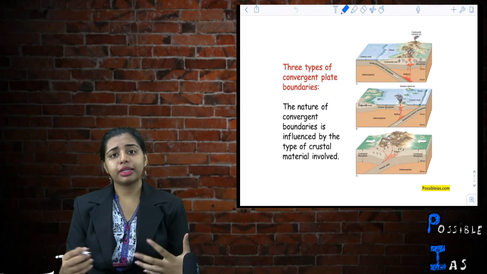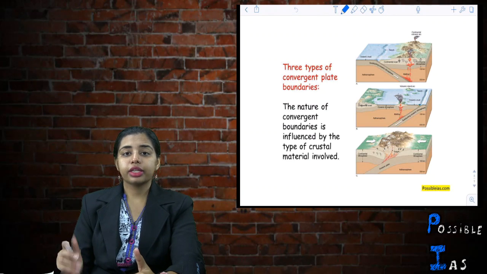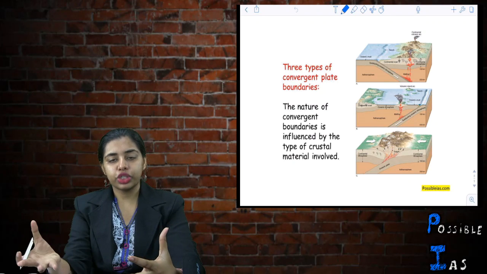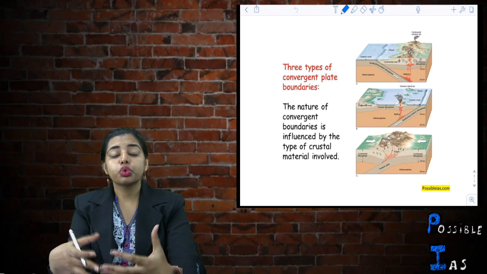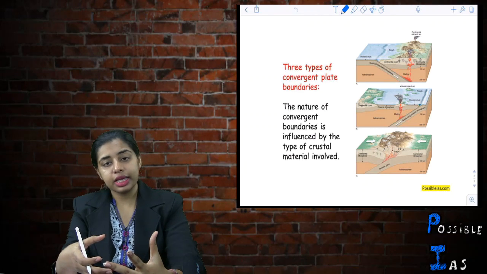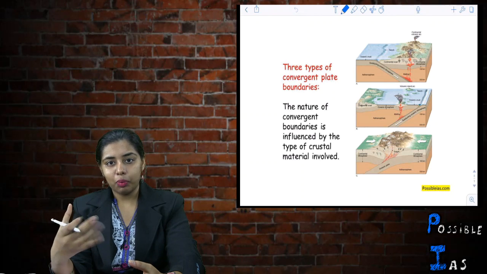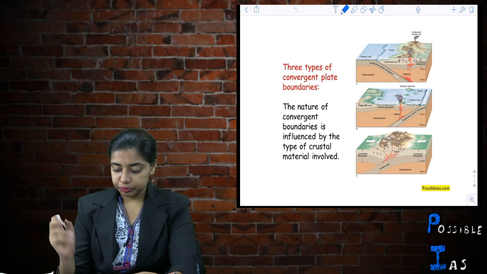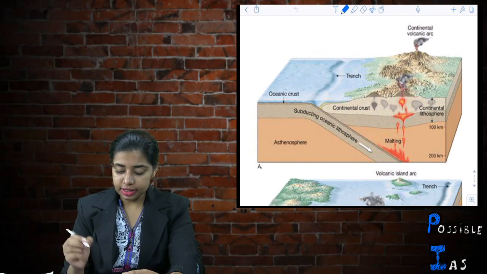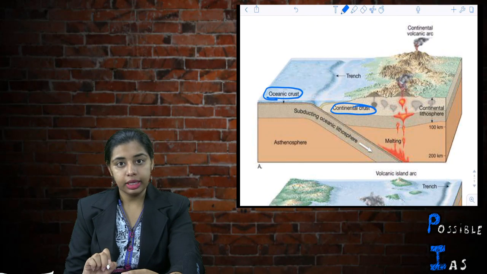When one plate comes towards the other, what happens? There are three types of interactions. Either an oceanic plate and a continental plate can come towards each other, two oceanic plates can come towards each other, or two continental plates can come towards each other. We'll take all of these scenarios one by one. The first scenario that we are going to consider is the easiest one, where an oceanic crustal plate is moving towards a continental plate.